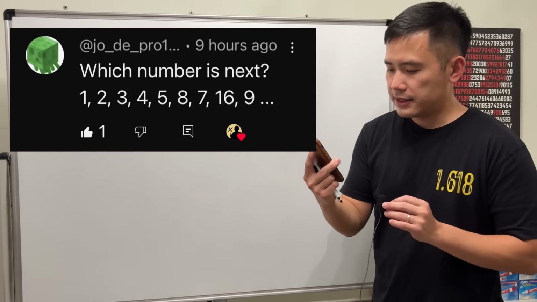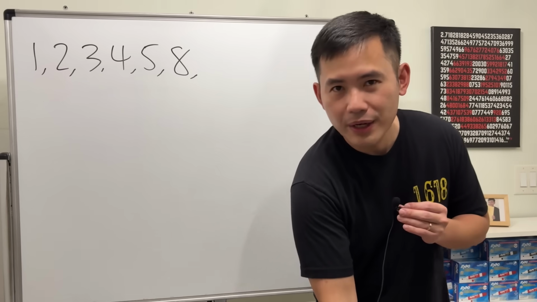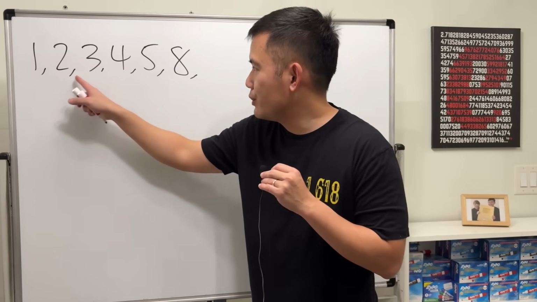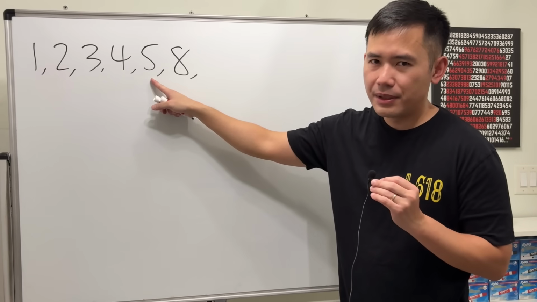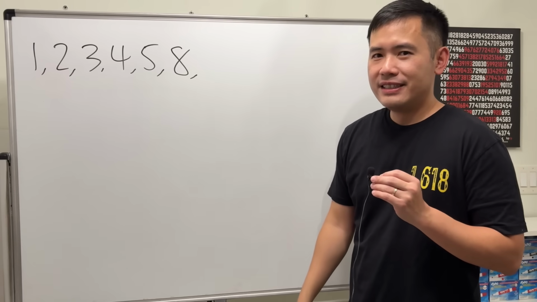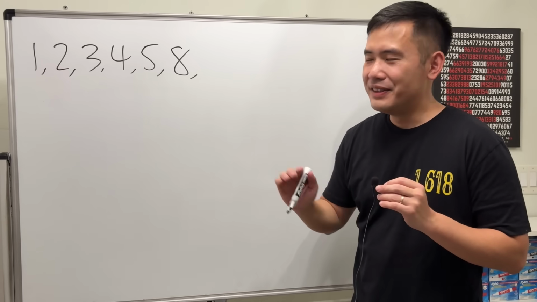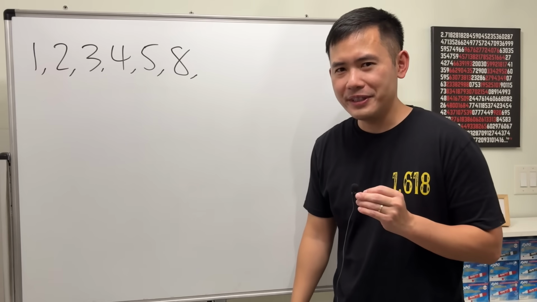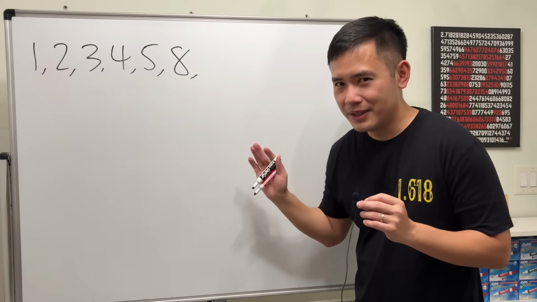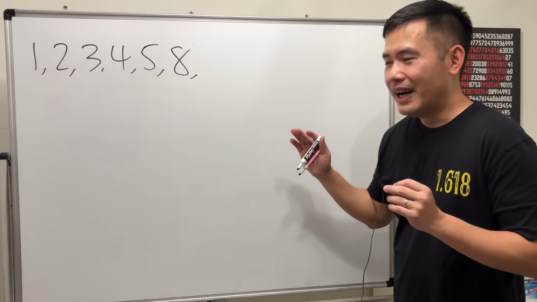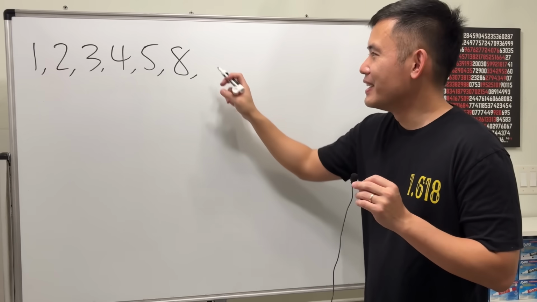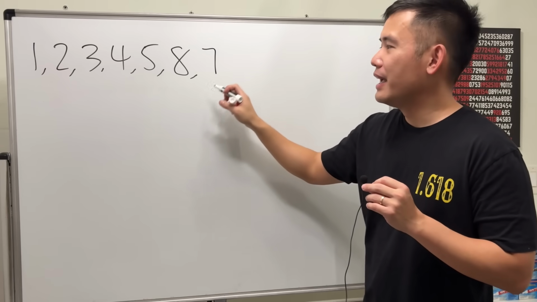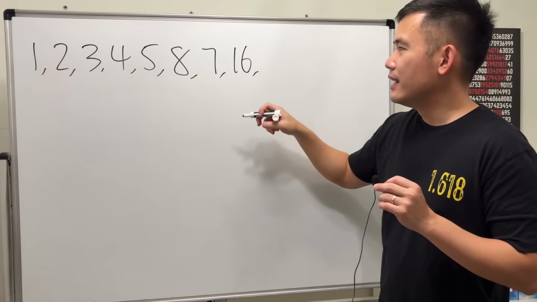Which number is next? Okay, let's have a look. Right here, we have 1, 2, 3, 4, 5, but the next number is 8. In fact, if you stop the sequence right here and ask people what the next number is, it will be much more interesting, but you will also make a lot of people more upset. Anyways, though, we do have more numbers here. We have the next number being 7, and then 16.